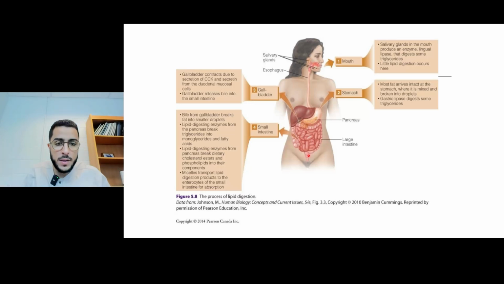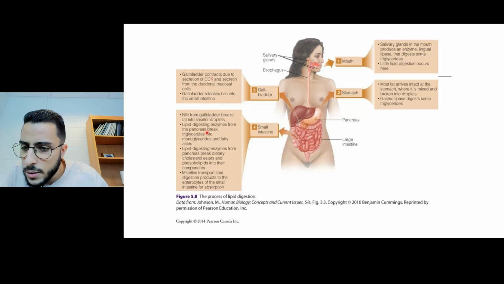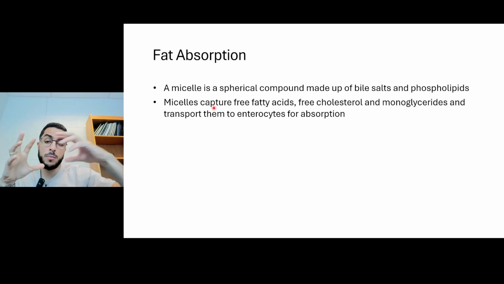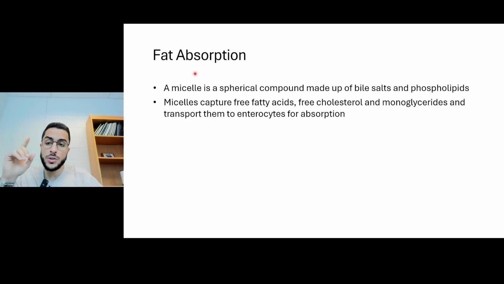So let me see. Did I say everything here? I think I talked about this. Gallbladder, phospholipids. Yeah, I think that's it. Okay. So when you break down the lipids into their smaller components, then you need to absorb them. And so the micelle is the initial transporting molecule, and there are other molecules that will transport the lipids. The initial one is the micelle.